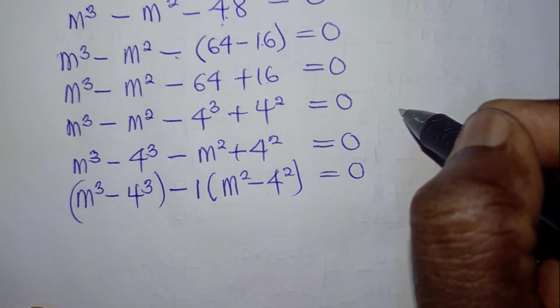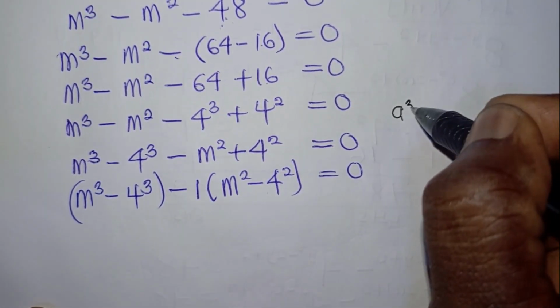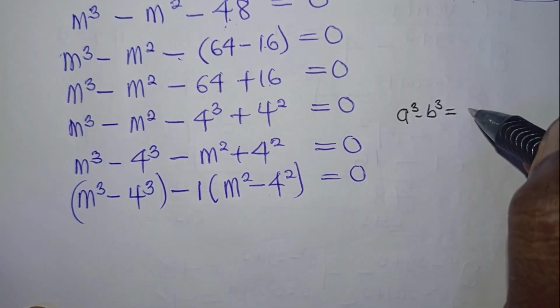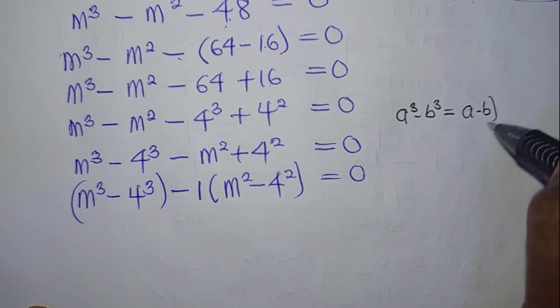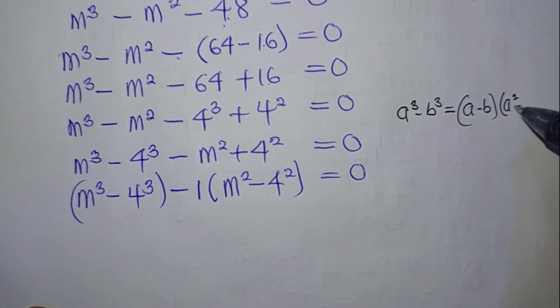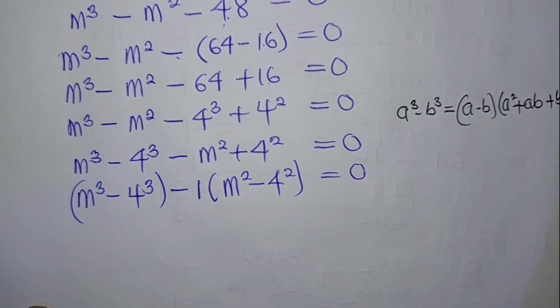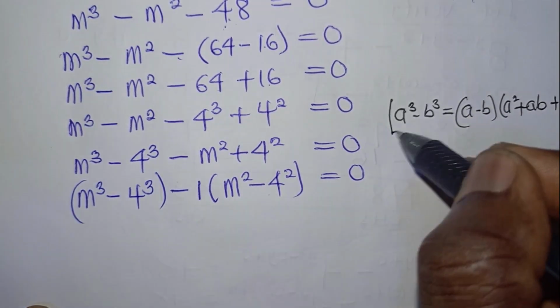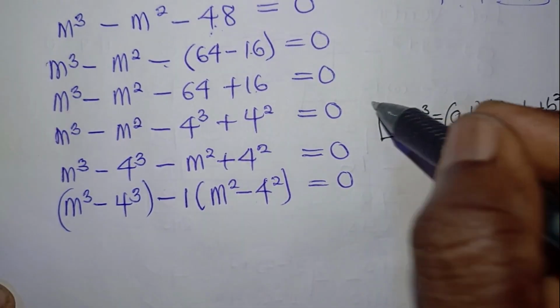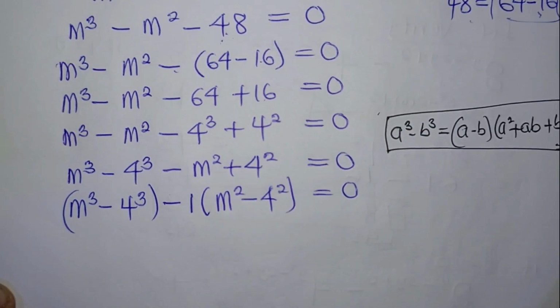If we have a to the power 3 minus b to the power 3 is equal to (a minus b)(a squared plus ab plus b squared). So we can apply this particular rule. The rule here can be applied to deal with this.